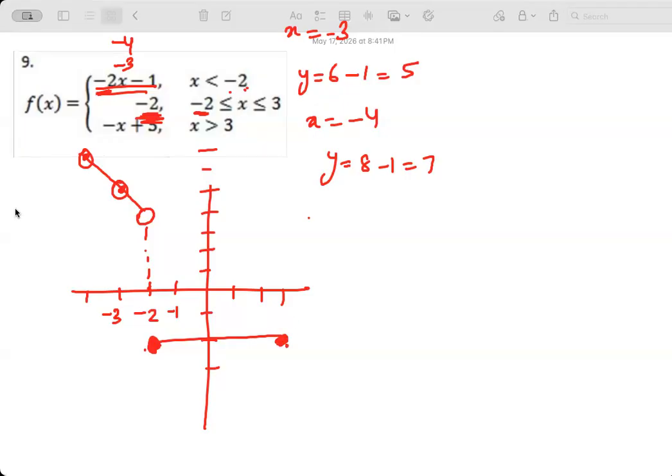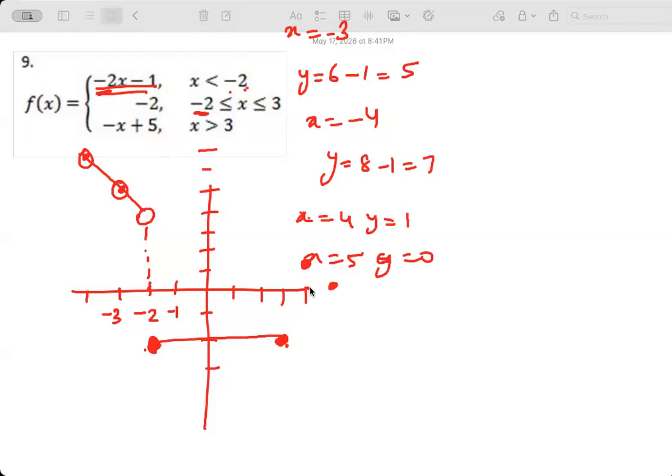But more than 3, what happens? Minus x plus 5. Minus x plus 5 means greater than 3, right? Greater than 3 means, let's say, at 4. At 4, what happens? X equal to 4, y equal to 1. X equal to 5, y equal to 0. What does that mean? 4 comma 1, 5 comma 0. Okay, great.